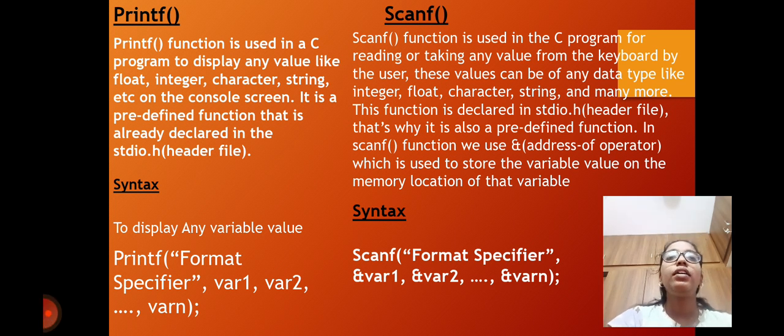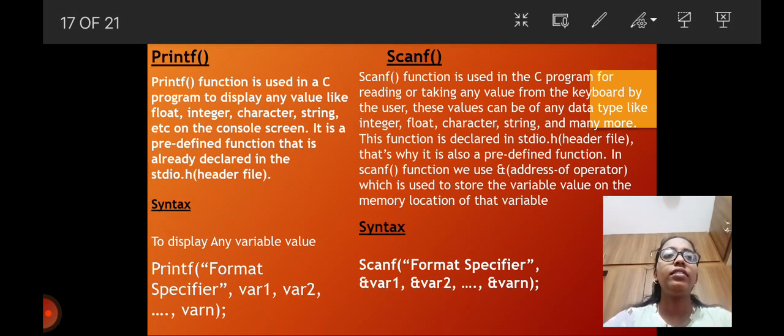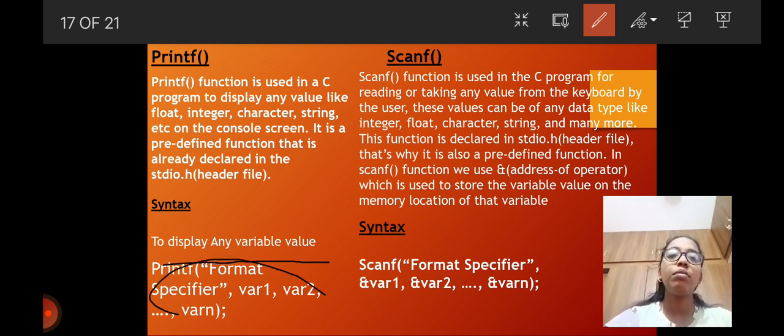The printf function is used in a C program to display values like float, int, character, string, etc. on the console screen. It is a pre-defined function that is already declared in the header file stdio.h, and this is the syntax. We use printf, the format specifier, and the variable, going on with variables up to the end.